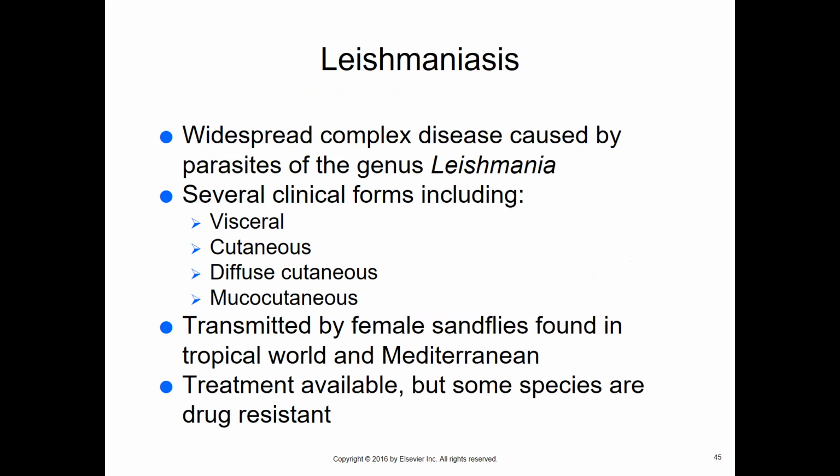We have cutaneous leishmaniasis. This is the most common form, and it will cause a sore at the bite that heals in a few months to a year. Diffuse cutaneous leishmaniasis. This causes widespread skin lesions and is difficult to treat. Mucocutaneous leishmaniasis. This causes skin ulcers that spread and cause tissue damage to the nose and the mouth.